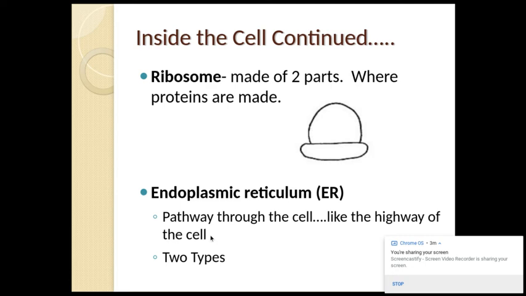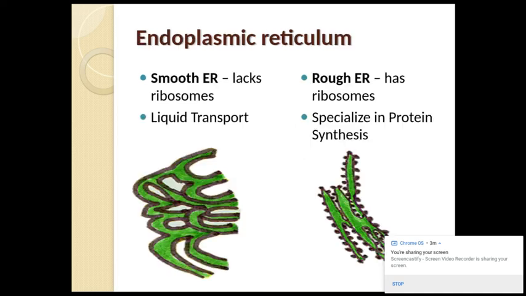All right, then we have something called the endoplasmic reticulum. It's a really long word. We just refer to it as the ER. All right, so there's a smooth ER and there's a rough ER. But the ER is just like a roadway. It's like the highway of the cell. It's where everything gets moved around the cell, okay? So there's two types. There's a smooth ER and a rough ER.